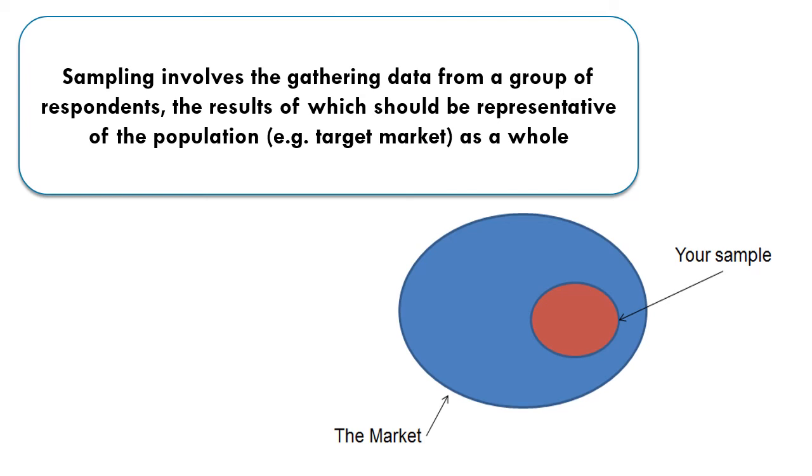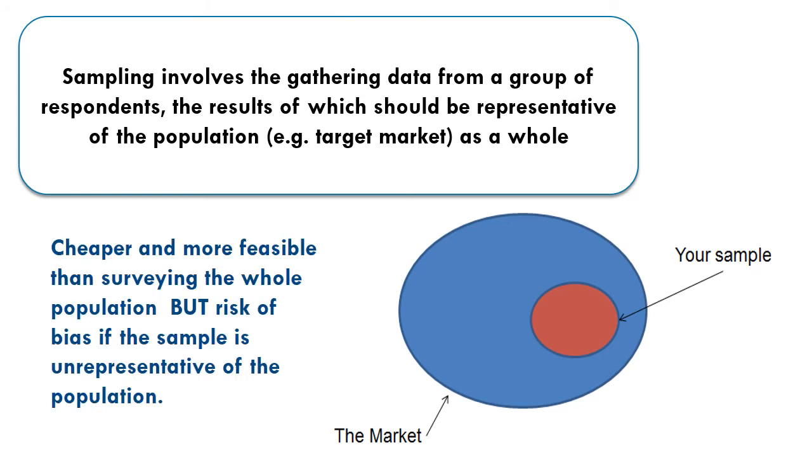Okay, so we also need to take a look at the pros and cons of different types of market research. So obviously sampling is a disadvantage of both primary and secondary research, but let's take a look at those two different types of research in a little bit more detail. Actually, make sure you get that down please first. So sampling makes market research cheaper and more feasible than surveying the whole population, but there is a risk of bias if the sample is unrepresentative of the population. That's a very important concept, so make sure you've got some good notes on that.